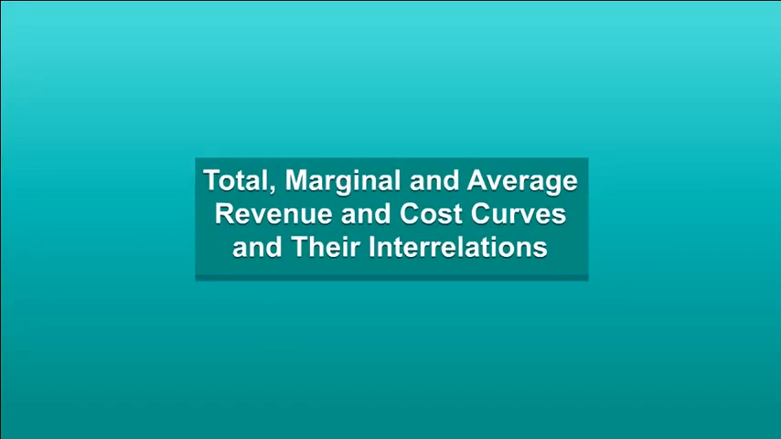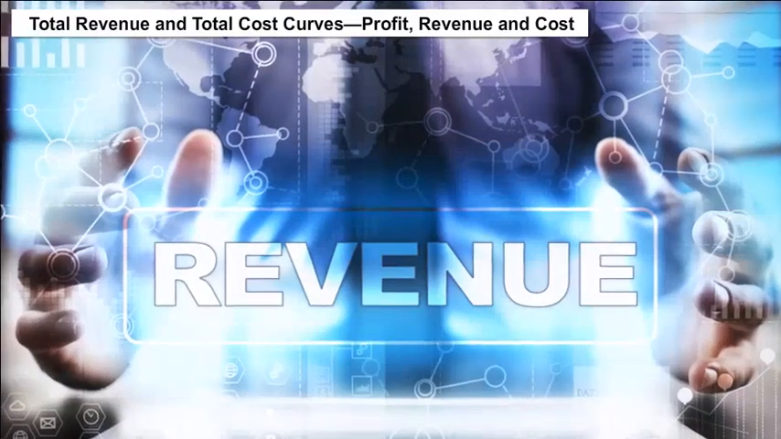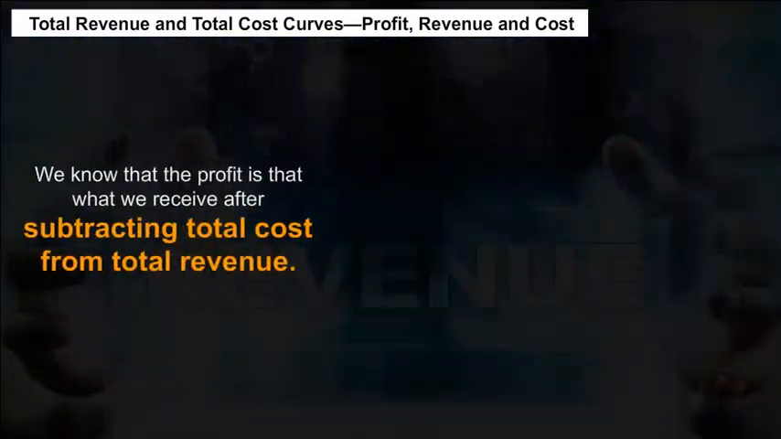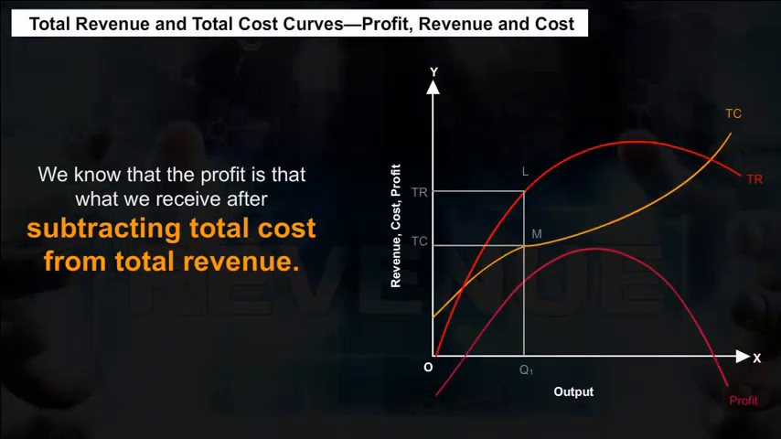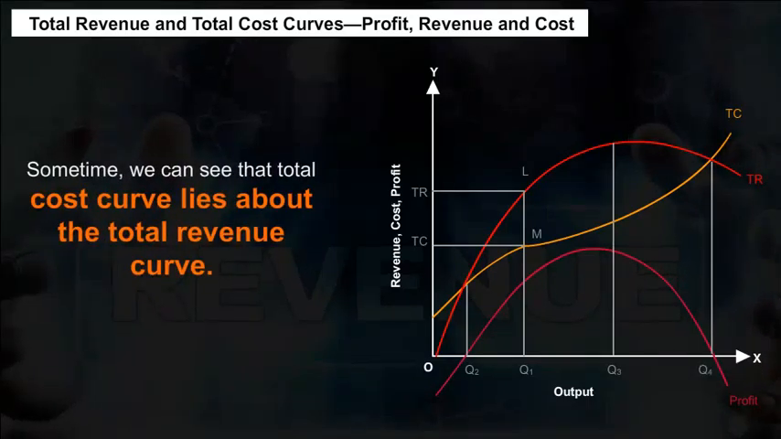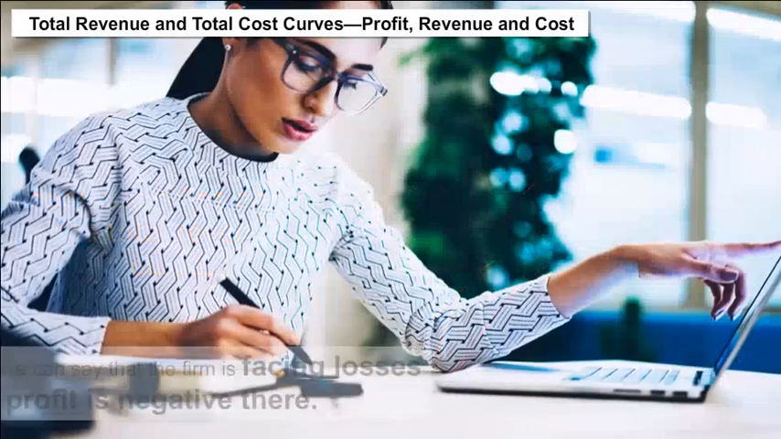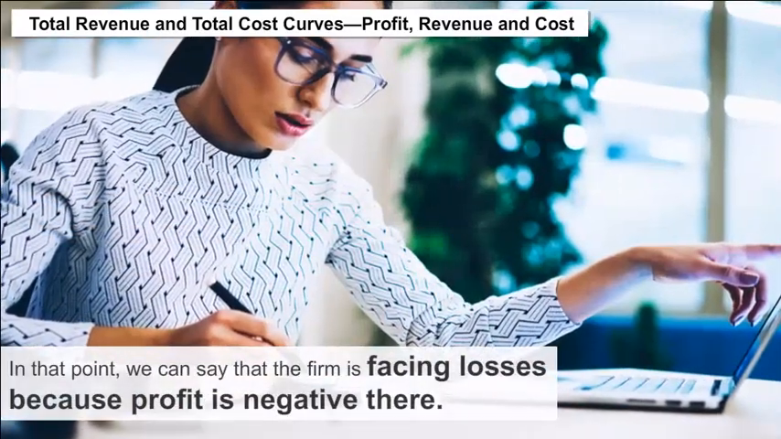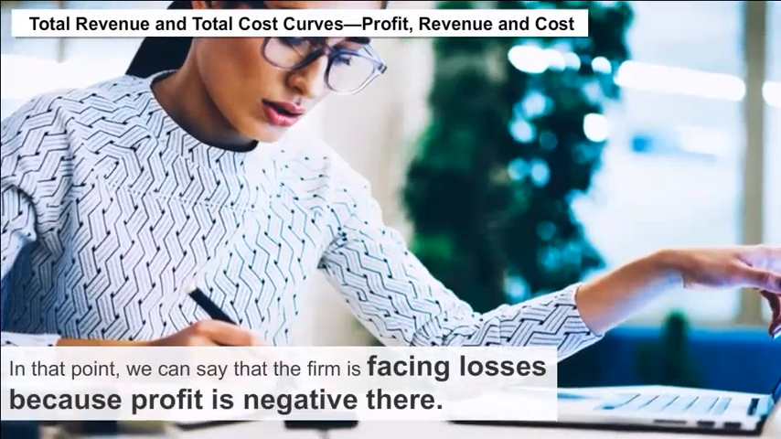Total, marginal and average revenue and cost curves and their interrelations. Total revenue and total cost curves, profit, revenue and cost. We know that profit is what we receive after subtracting total cost from total revenue. Sometimes we can see that the total cost curve lies above the total revenue curve. At that point, we can say that the firm is facing losses because profit is negative there.